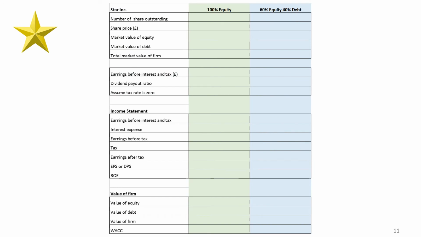To guide your learning, I have provided here an empty frame for all the information that you need to calculate. You can make use of the formula that I have listed for you in the earlier slides. The green column is meant for the firm without any debt financing and 100% equity financing. The blue column is for the firm after conversion into 60% equity financing and 40% debt financing.